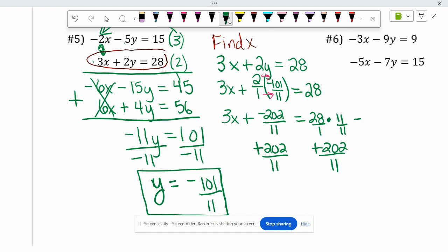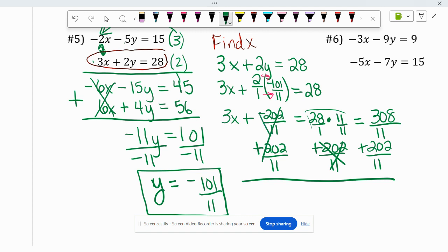So I need someone to take their calculator and tell me what 28 times 11 is, because I have tired brain and you don't want me doing that math. 308 over 1 times 11 is 11. And to that, remember, we're adding, I'm just going to rewrite it underneath here. We're adding 202 over 11. That's what we did, right?